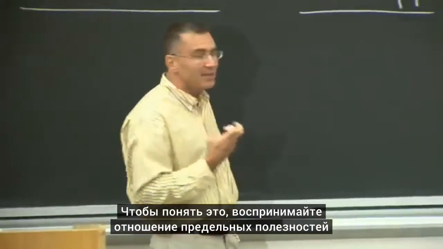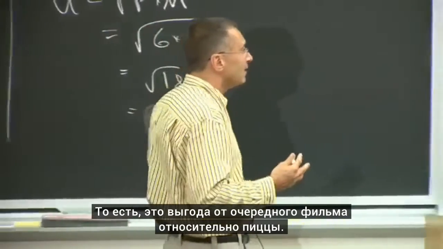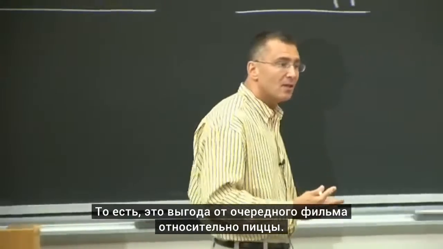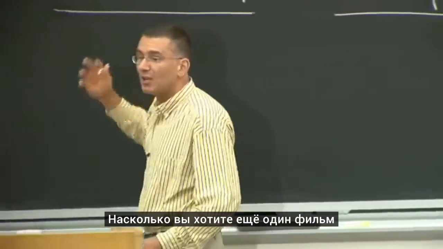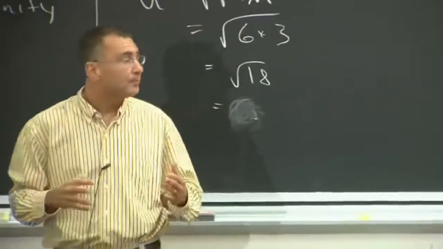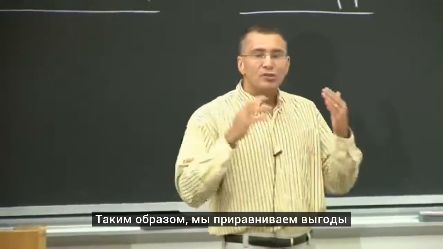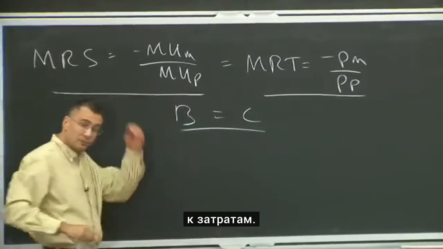The way I like to think about this is to think about the ratio of the marginal utilities as the marginal benefit. So it's the benefit of another movie in terms of pizza. The marginal rate of substitution is the benefit of another movie in terms of pizza. It's how much you like that next movie relative to how much you like that next pizza. The cost, the marginal rate of transformation, is the price of that next movie relative to the price of that next pizza.